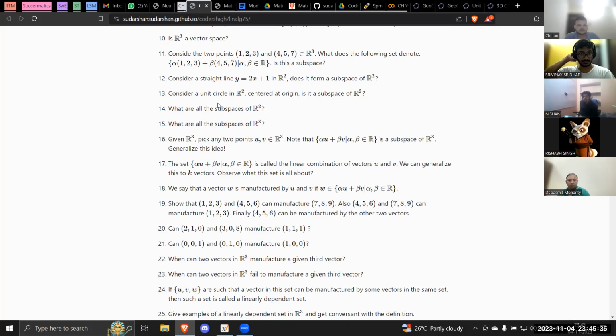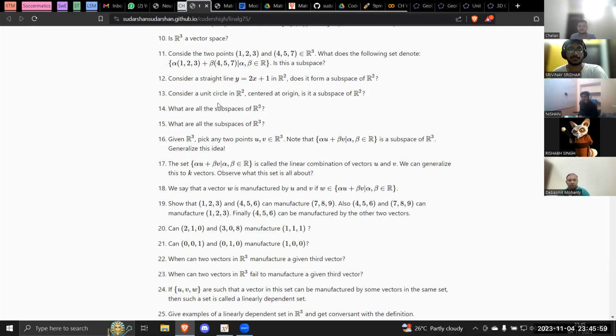We did question number 16, right? Okay. The set alpha times u plus beta times v, that's question number 17, is called the linear combination of vectors u and v. We can generalize this to k vectors. Observe what this set is all about.